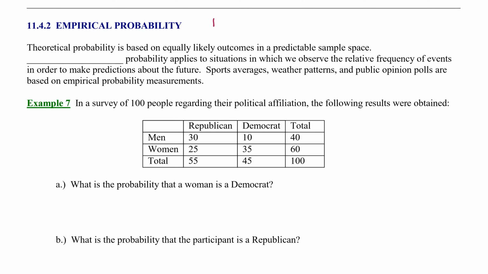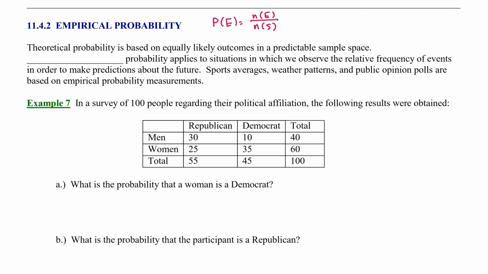To find the probability of an event E, we calculate the cardinal number of the event and we divide by the cardinal number of the sample space. This is going to be true for both theoretical and empirical probability. Now, theoretical probability is based on equally likely outcomes in a predictable sample space.